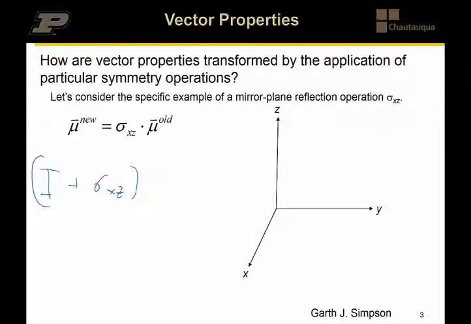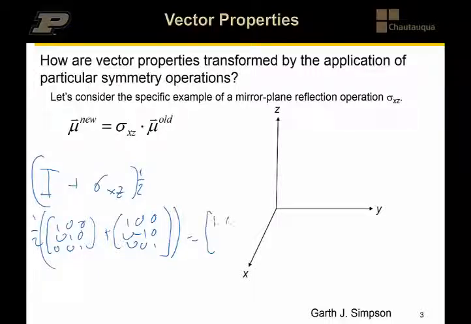Basically, I is doing nothing, and sigma xz is doing the symmetry operation. So that would be 1, 0, 0, 0, 1, 0, 0, 0, 1, plus 1, 0, 0, 0, negative 1, 0, 0, 0, 1. I'll put a one half in here too, so that it's all still normalized. And what do we see? We see that the x and the z components are unchanged, and the y must be 0 if a system has this symmetry. So that's how we can identify relationships between tensor elements and vectors and matrices.